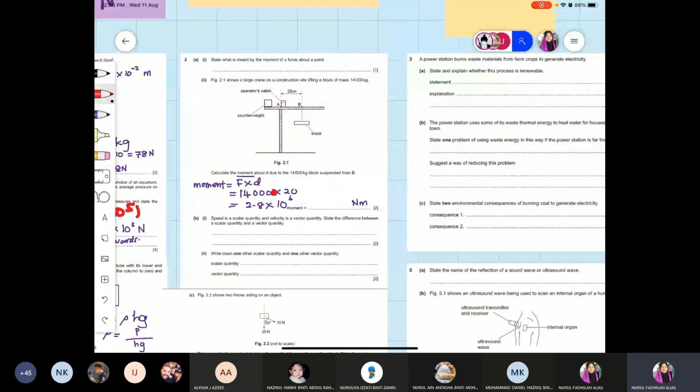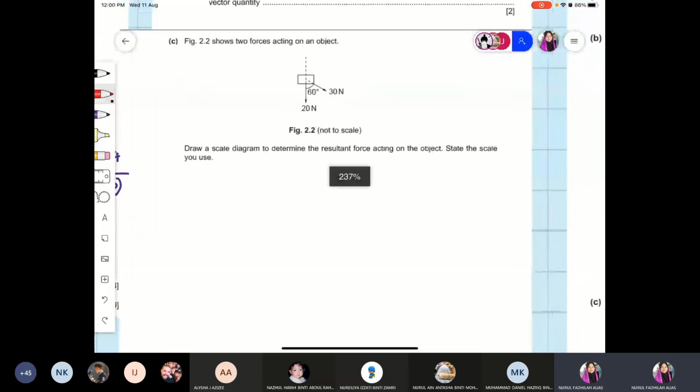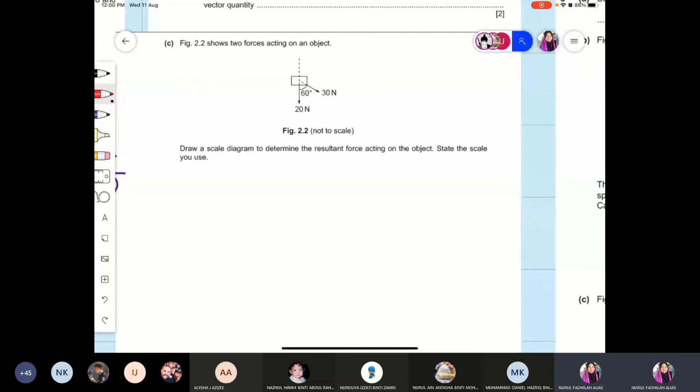Okay. Well, where is the question? Okay, this one. So figure 2.2 shows 2 forces acting on an object. Okay, draw a scale diagram to determine the resultant force acting on the object. So question asks you to draw scale diagram. So how do you draw scale diagram ni? Okay. So first, kita ada apa?